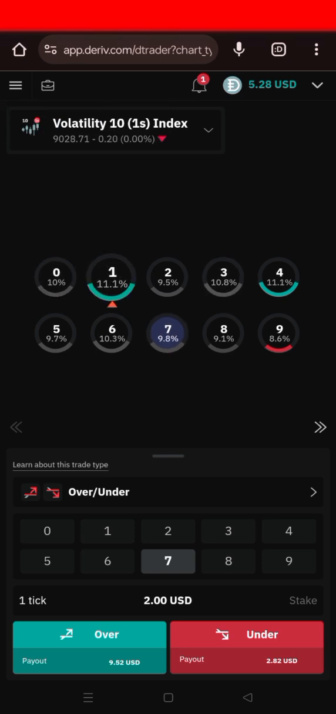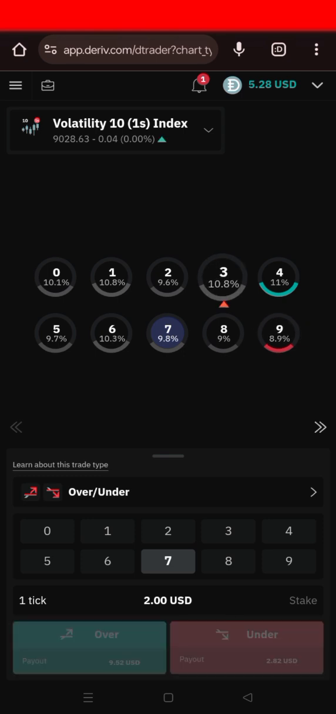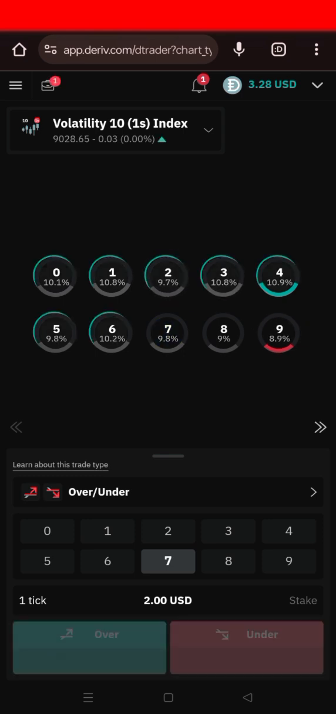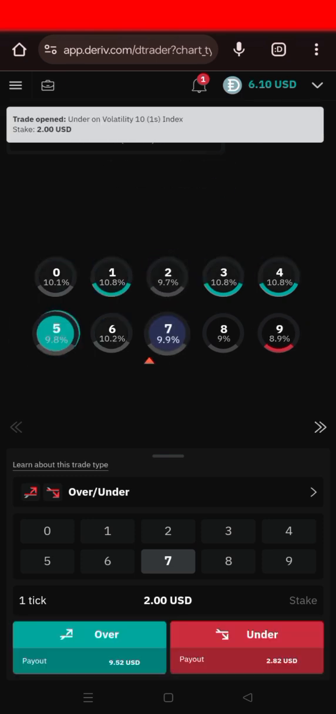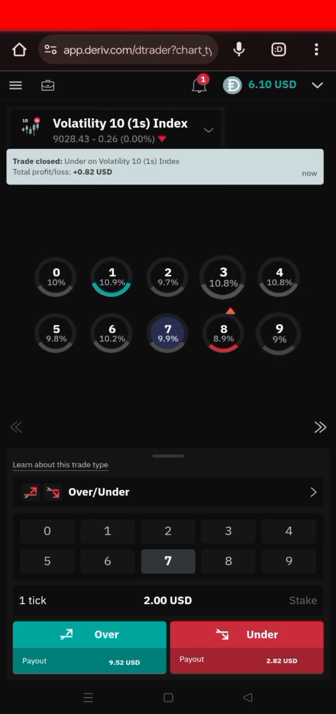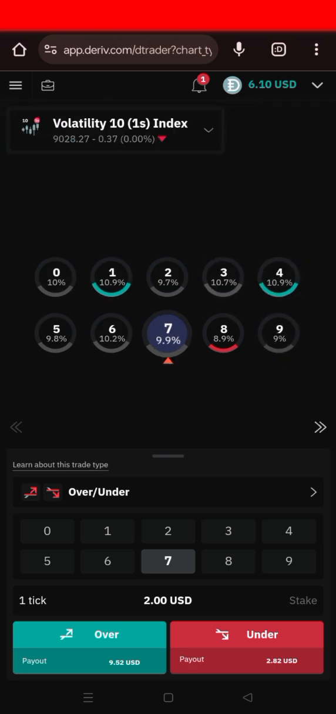And after observing, you can see that we are at 5.28. So let's proceed. We have now more than 3 profit up from our 2 capital. So you can see for now we are $4 up starting from our capital.